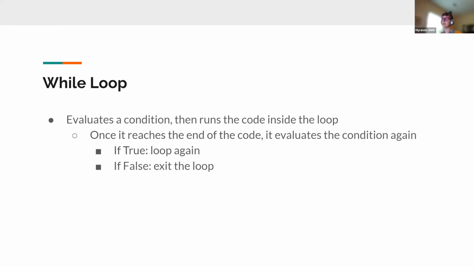So let's go ahead and talk about while loops. This is usually where programming classes start. This is the first loop that I learned. This will evaluate a condition, kind of like our if statement, where we say if condition. The while loop says while condition, run this code. So it evaluates the condition and then runs that code that's indented inside the while statement or the loop. Once it reaches the end of that code, it's going to evaluate the condition again. If it's true, it runs the code again. If it's false, then it exits the loop and continues on with your code.